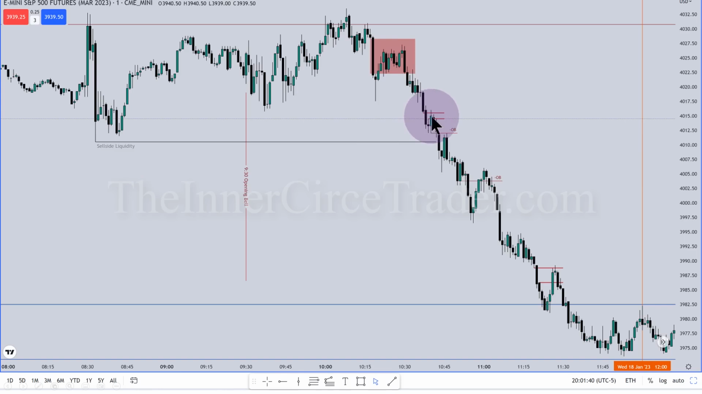We had a nice little fair value gap in here ahead of the sell side liquidity being tagged, which it does, runs up, fair value gap, and bearish order block. That's a closed candle. It drops down.